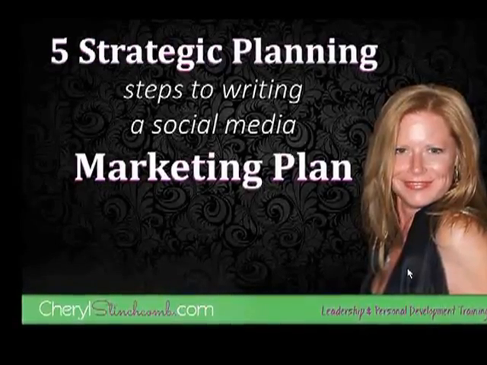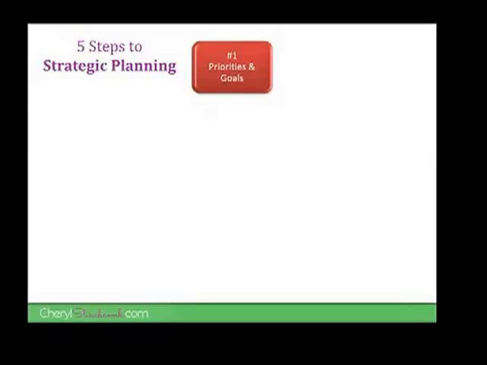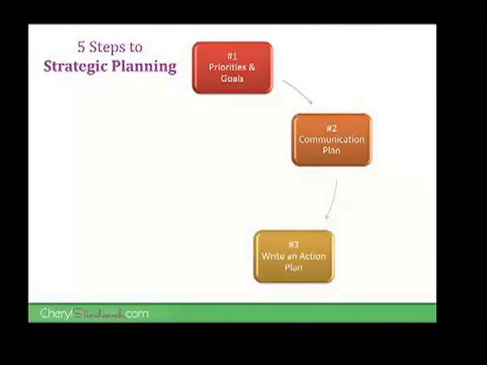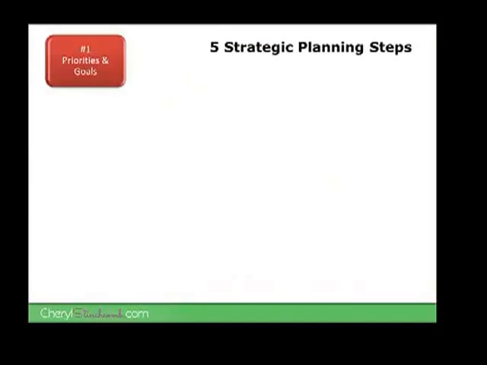So I want to give you 5 different steps. I'm just going to give you a quick overview, and then we're going to break these down one by one. The first one is priorities and goals. Your second is communication plan. Your third is write an action plan. Number 4 is you're going to go out and implement that plan for a certain period of time. And then lastly, obviously you want to be able to measure your results. So let's get started. Number 1 is determine your priority and your goals.